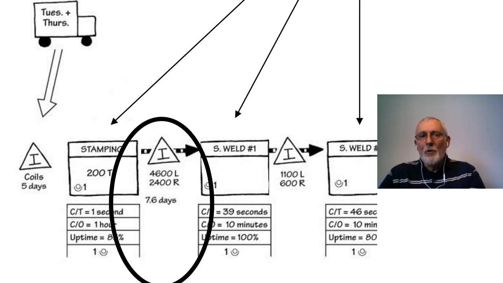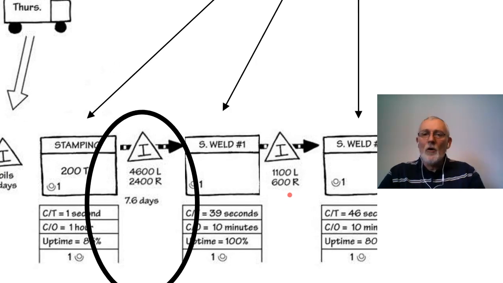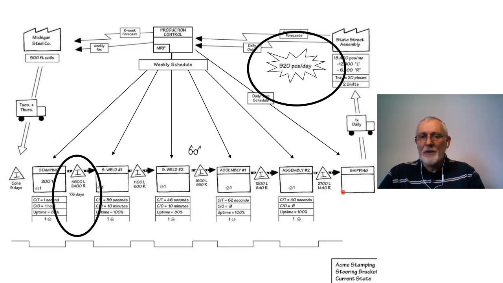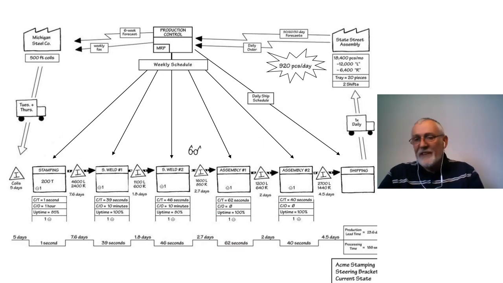So effectively, if more material arrives at the start of the process, the time it will take to get through that process is essentially the 7.6 days plus the 5 days for that coil, and then the equivalent days of inventory of all of the additional inventory points that we had in that line. So based on the 920 a day, understanding the demand of the customer, we can now put a time value onto the inventory that's sitting between all of the processing activities.